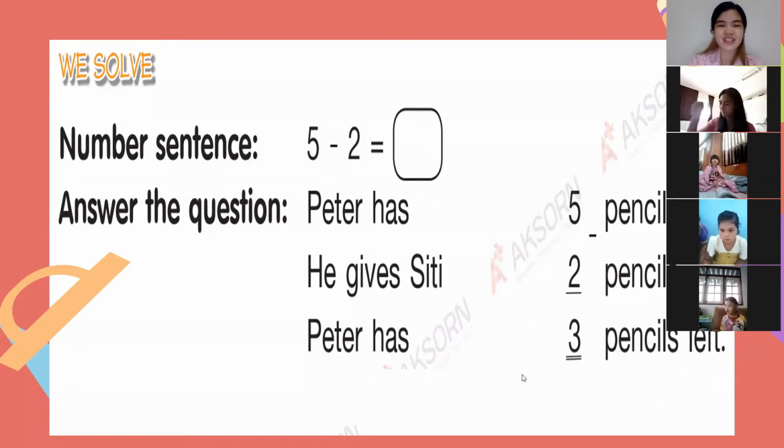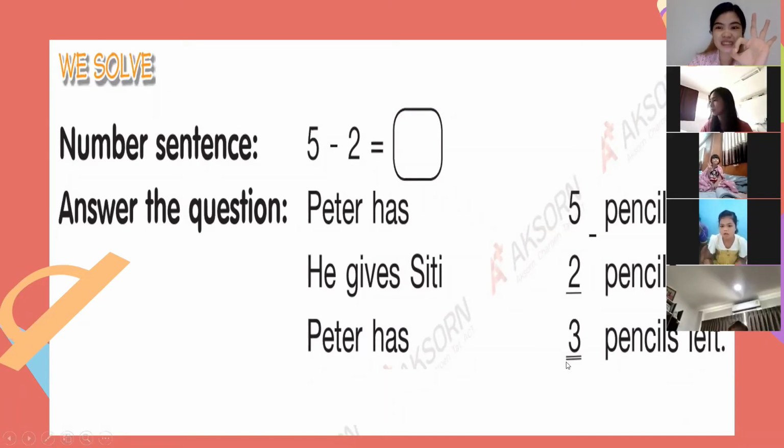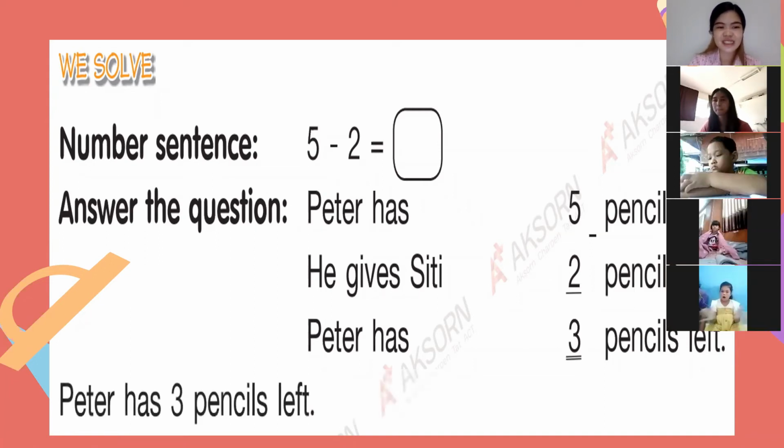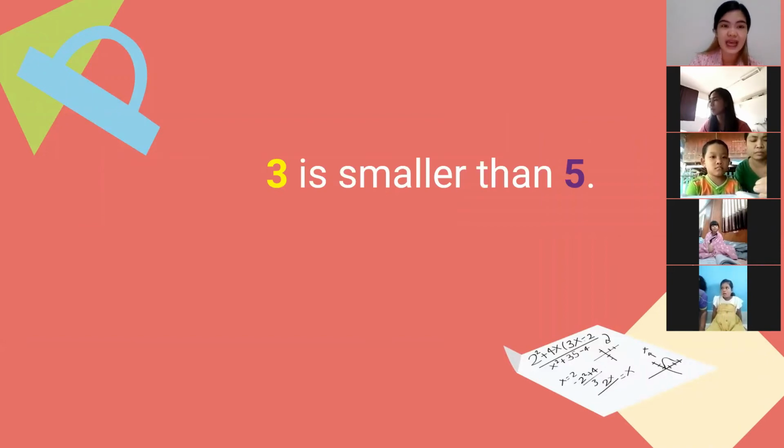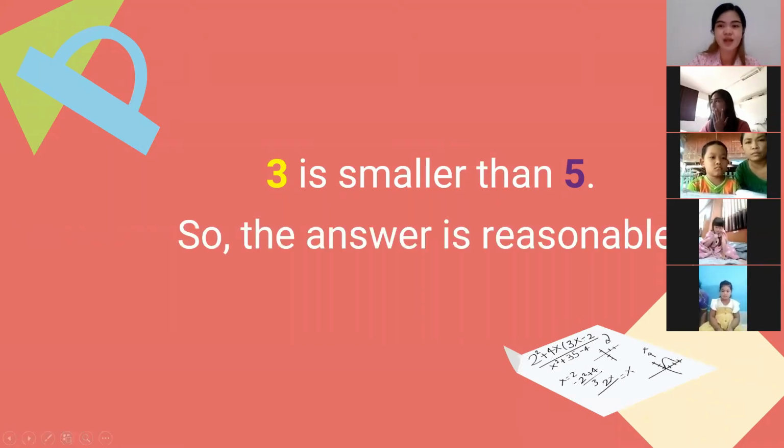3. Very good. So Peter has 3 pencils left. So now we're going to check the answer if it is correct. So how to check the answer? It is 3 is smaller than 5. 3 is smaller than 5, yes or no? Yes. So the answer is reasonable.